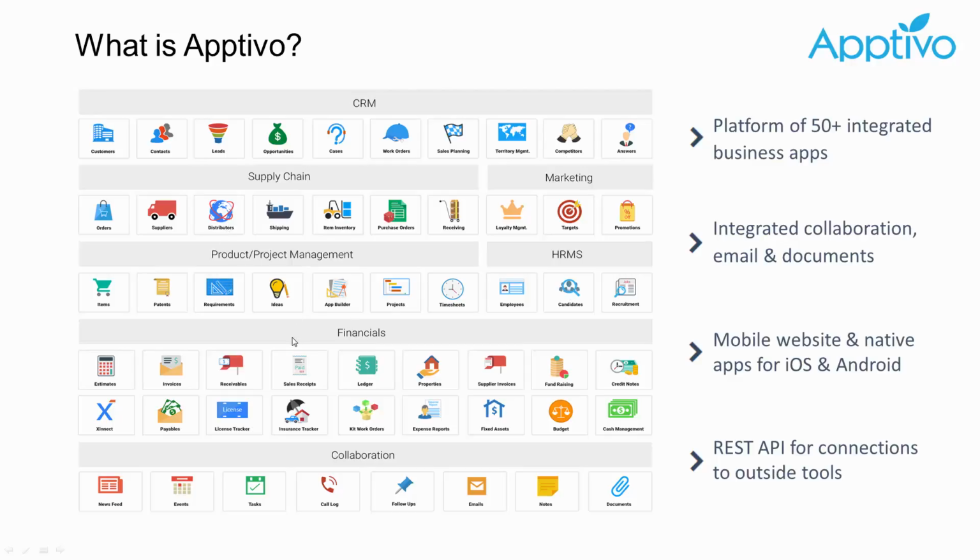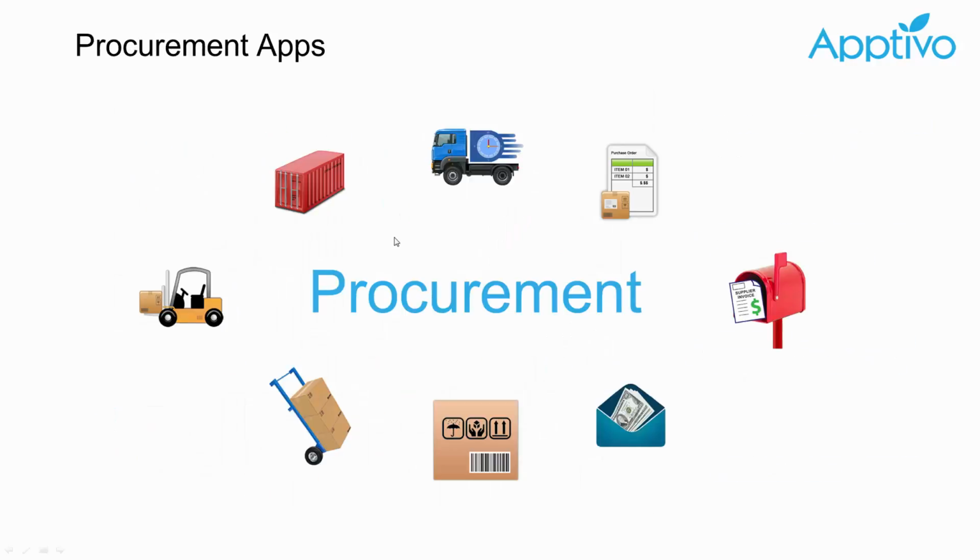So for today, we're really going to be talking about procurement, which exists inside of supply chain and financials and CRM to an extent. But the idea is you'll start to see how the data is structured in Apptivo. When we're talking about the procurement apps, we have just this small little set right here. So you've got suppliers, shipments, items, purchase orders, supplier invoices, inventory, receiving. In addition to that, you have the contacts application.